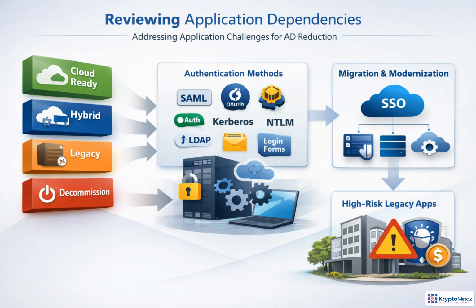Applications often become the biggest constraint because they carry hidden assumptions about domain join, LDAP, Kerberos, NTLM, or hard-coded service accounts. Classify each app as cloud-ready, hybrid-dependent, legacy-bound, or ready to retire. Then inspect how users and services authenticate. If the app supports SAML or OIDC, Entra ID SSO may be straightforward. If it depends on Windows integrated authentication or delegation, app proxy or modernization may be needed. Prioritize legacy apps by business criticality and security exposure, so effort targets the riskiest blockers first.